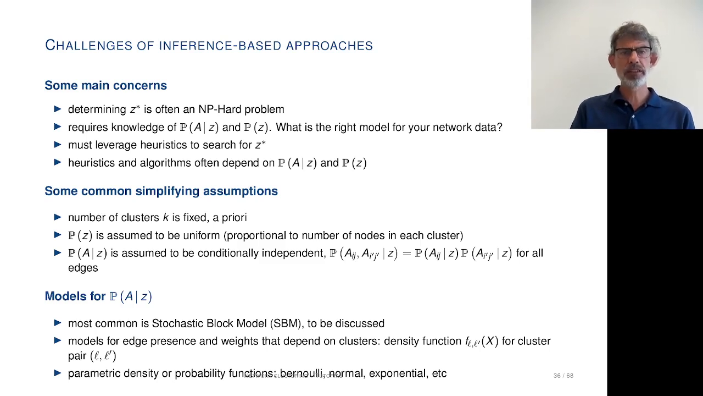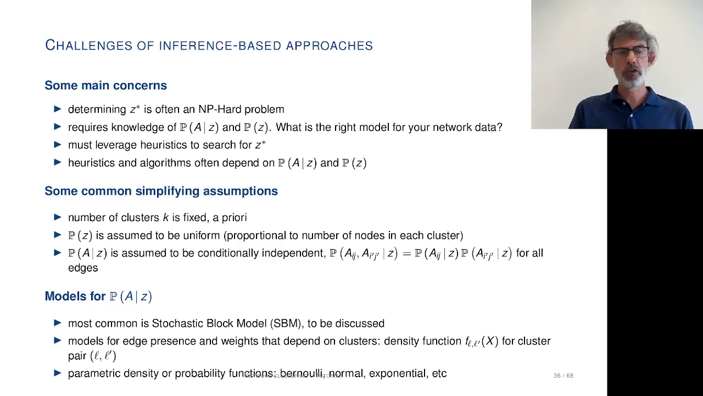So in order to tackle this, we're going to make some simplifying assumptions. First, we're going to assume the number of clusters K is fixed and known a priori. We're going to assume that P of Z is simple. For example, it's proportional to the number of nodes in each cluster. And we're also going to assume that P of A given Z is conditionally independent. That means that the probabilities of two edges, ij and i'j', given the assignment Z, are independent, and this factors out. This will allow us to write the likelihood function in a very simple way.